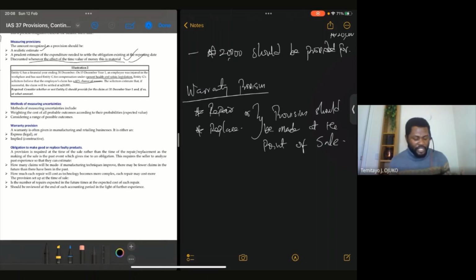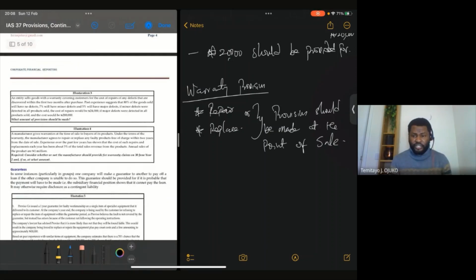Provision setup at the time of sale is the number of repairs expected in the future at the expected cost of each repair. So if you are saying that you are going to repair this particular product, what is the probability of the people coming to return? What's the probability? 20% of the 100 goods is going to be returned. Then what is the cost in the future for such amount? Then three, it should be reviewed at the end of each accounting period in light of further experience.